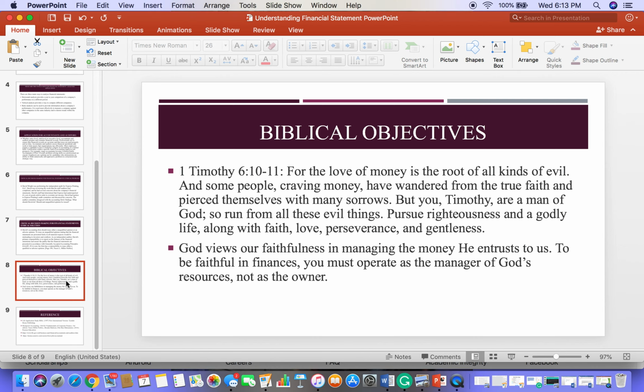God views our faithfulness in managing the money He entrusts to us. To be faithful in finance, you must operate as managers of God's resources, not as His owners.